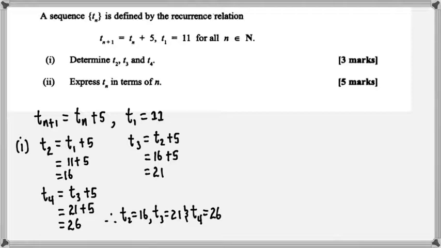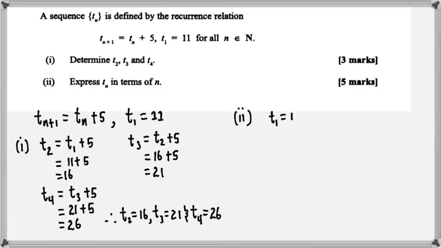So now let's look at the second part of the question. It says, express Tn in terms of n. How will we do this? They want to find a formula in terms of n for Tn. The first thing I would like to do is write down the terms. We have T1, and we just found T2, T3 and T4. Let's write them down and see if we notice a pattern developing amongst the 4 terms of this sequence.